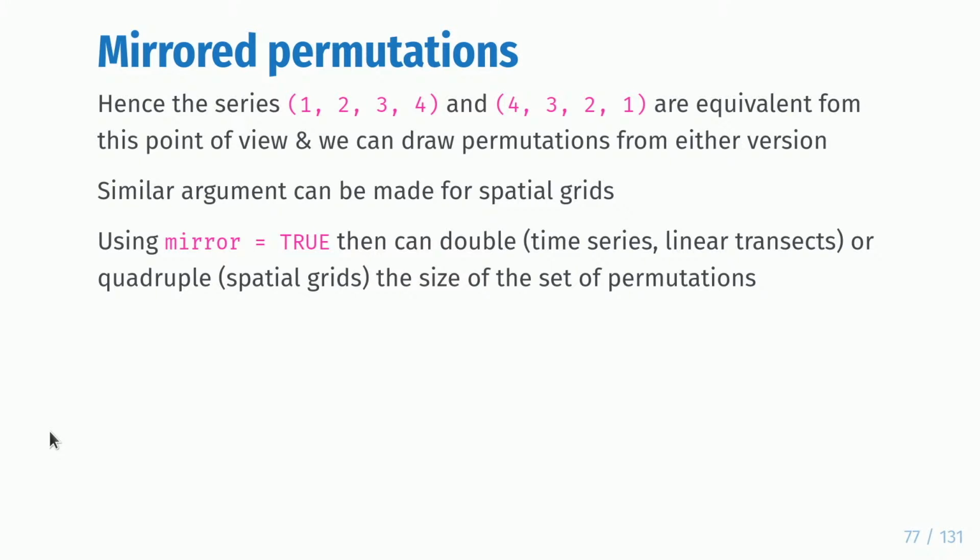And one of the reasons why you might want to do this is that if you turn on mirroring, if it's appropriate, then it can double or quadruple the number of potential permutations that you have available to you. Because these restricted permutations actually really limit the number of possible permutations that are in the data, and that limits the possible p-value. Okay, so mirroring can really help if you're willing to accept this isotropy thing.